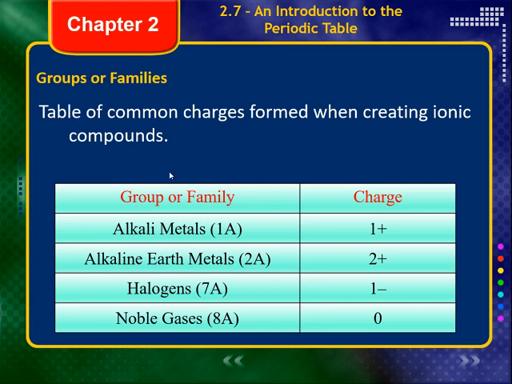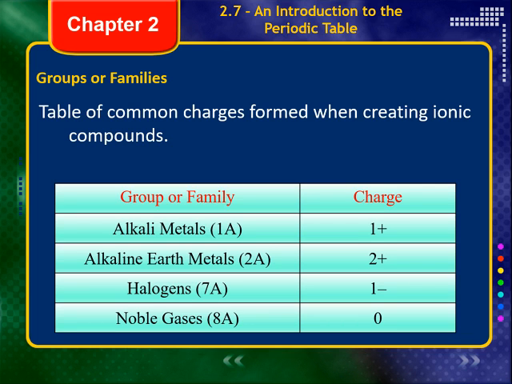Let's finish up highlighting some specific groups or families. We want to highlight the alkali metals. That's group 1A, meaning main group 1. They all have a charge of +1 when they ionize. The alkaline earth metals coming up in 2A, and that's main group 2. They're going to have a charge of +2 because they'll lose both of their valence electrons.